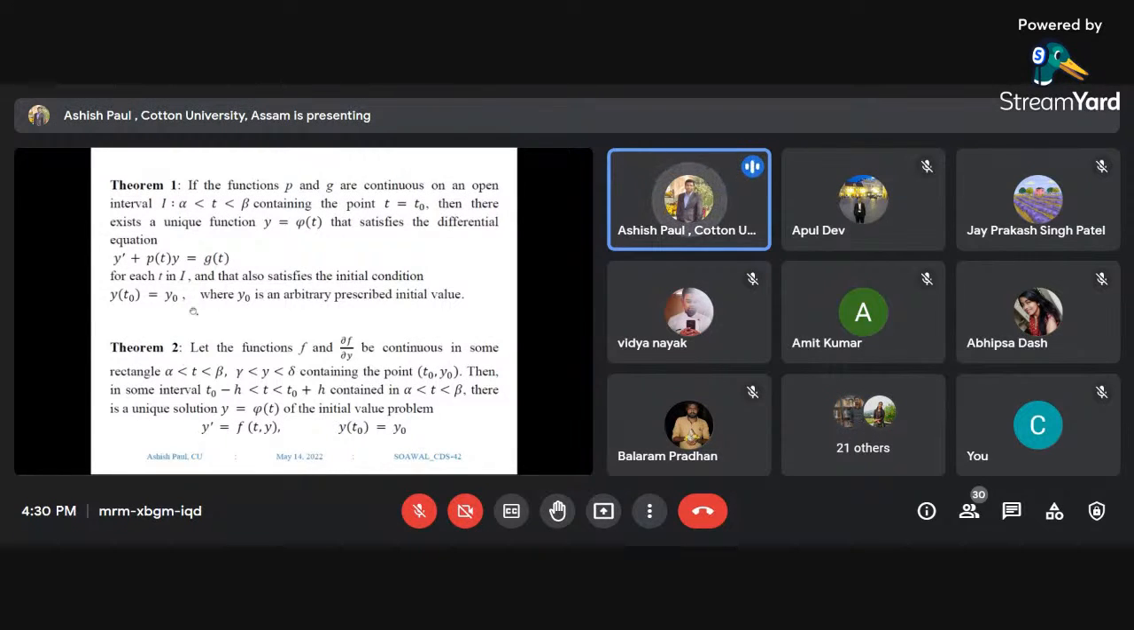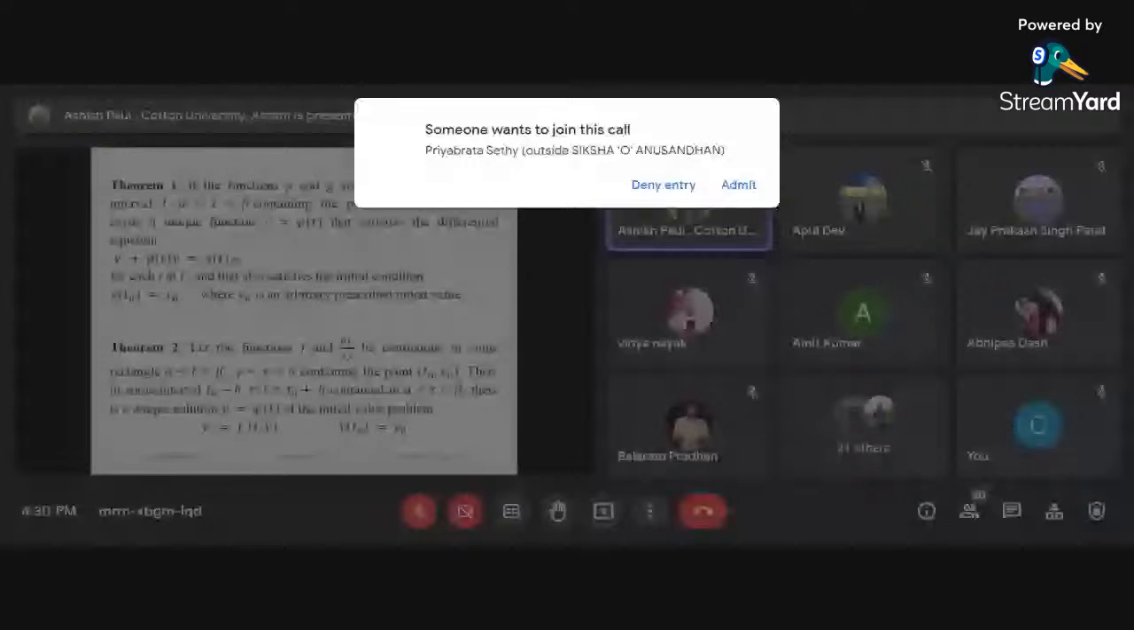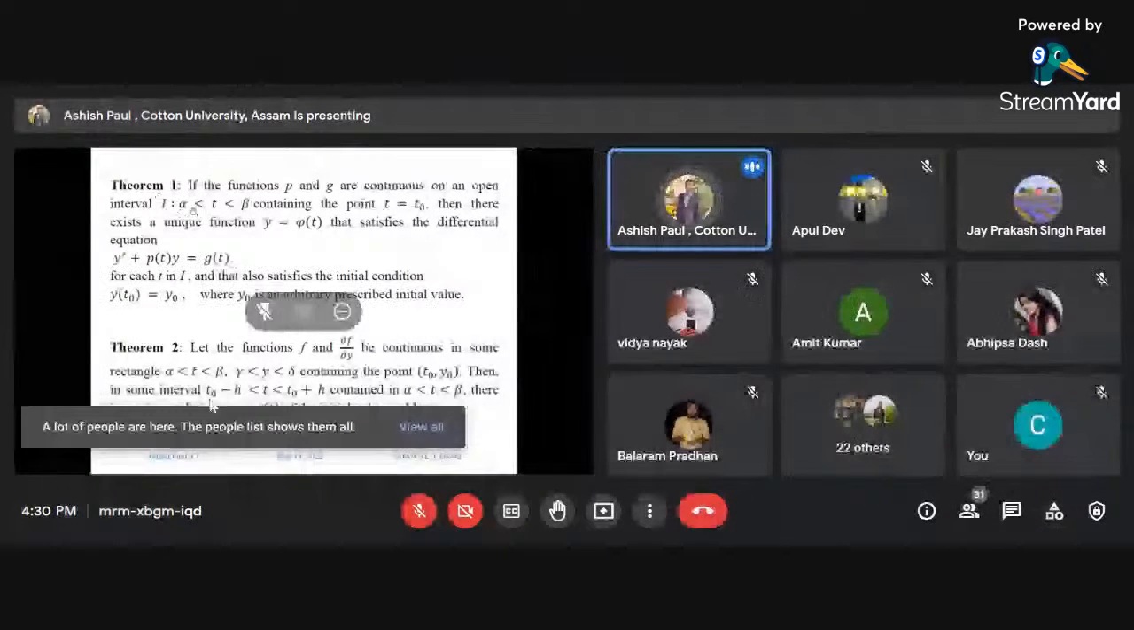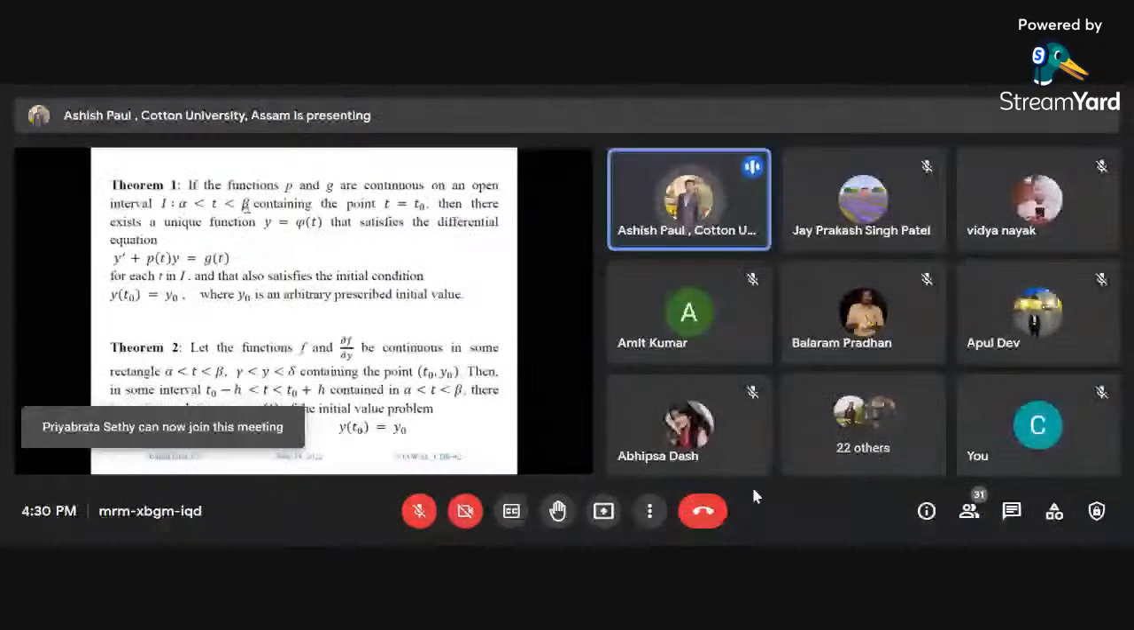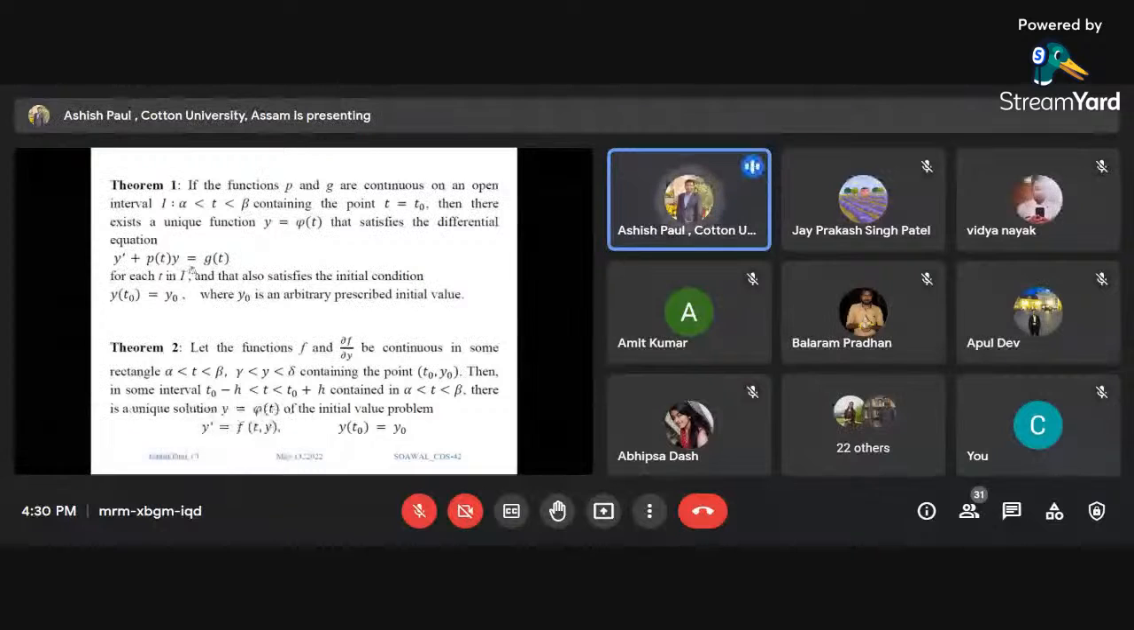So if we consider a simple differential equation, the first order first degree ordinary differential equation, and a condition is given to us, then this condition along with this equation is known as an initial value problem. If P(t) and g(t) are continuous in a particular interval I containing the point t naught, then this initial value problem has a unique solution.